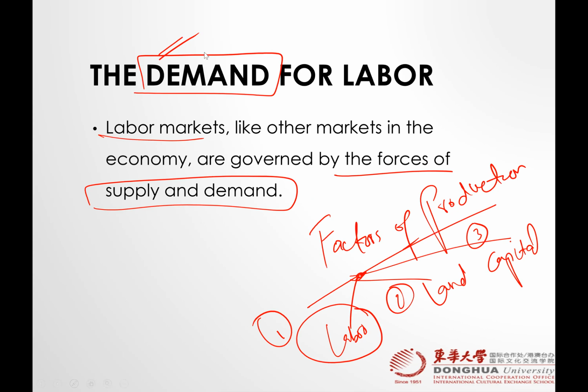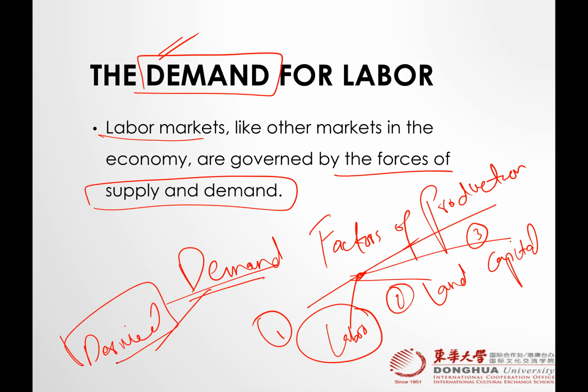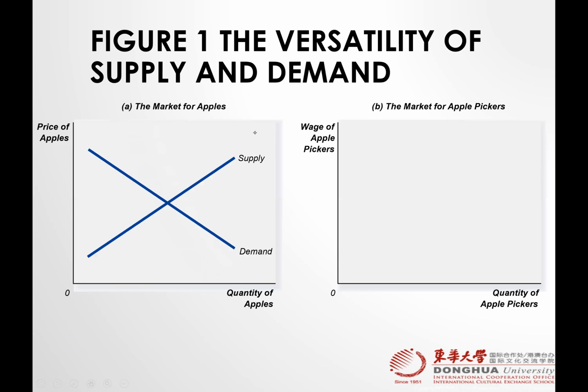And when we talk about the demand for factors of production, it is derived demand. What does it mean? It means the demand for labor is determined by the supply of the final product or the price of the final product. If you don't understand right now, we'll further explain it here.